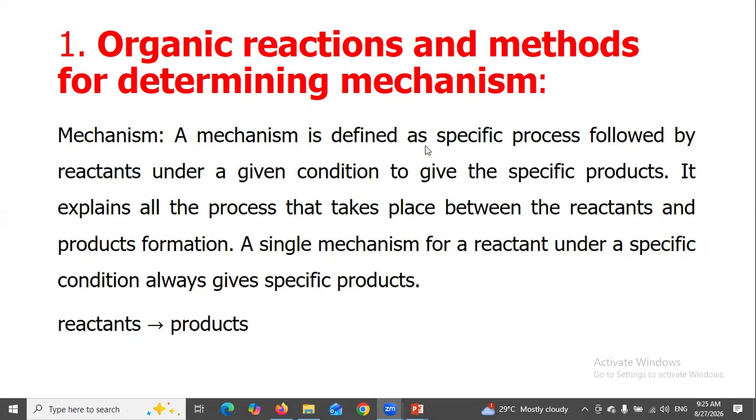A mechanism is defined as a specific process followed by reactants under a given condition to give the specific products. It explains all the process that takes place between the reactants and the products formation. A single mechanism for reacting under a specific condition always gives a specific product. Reactants produce the products.